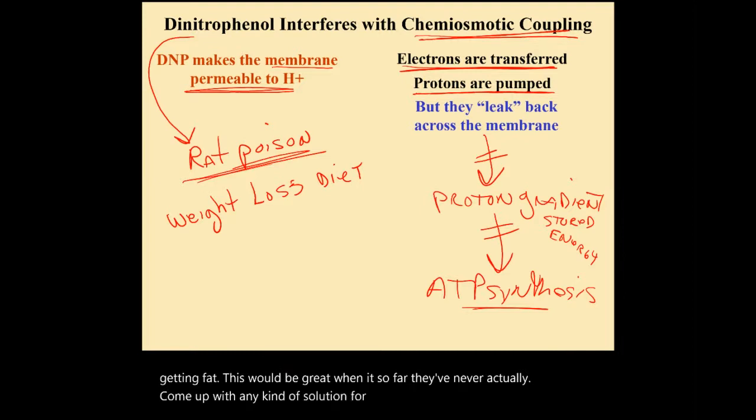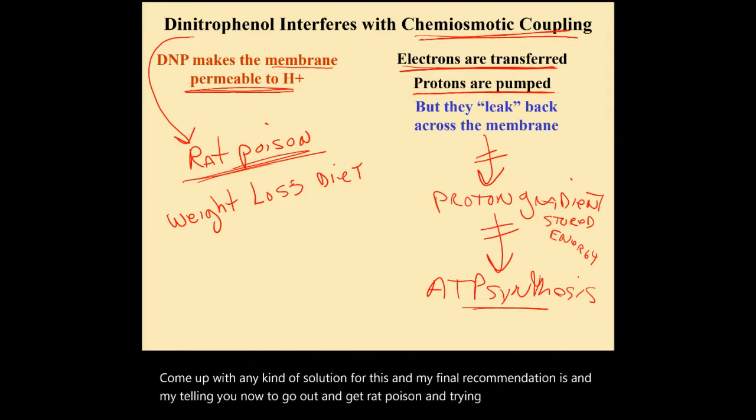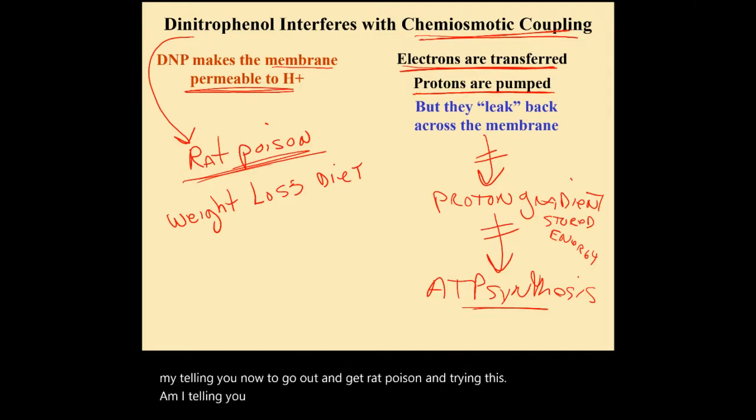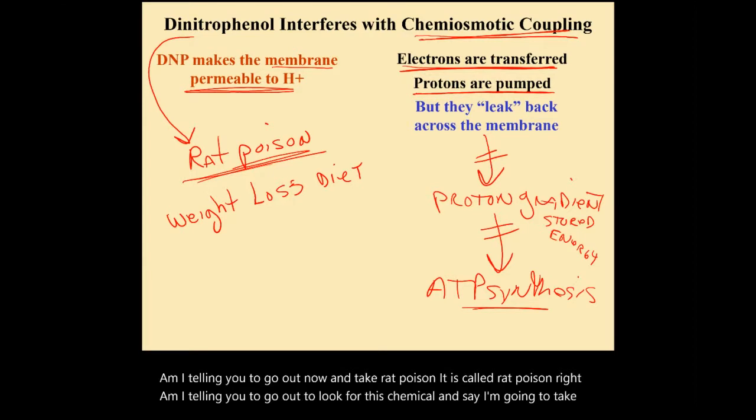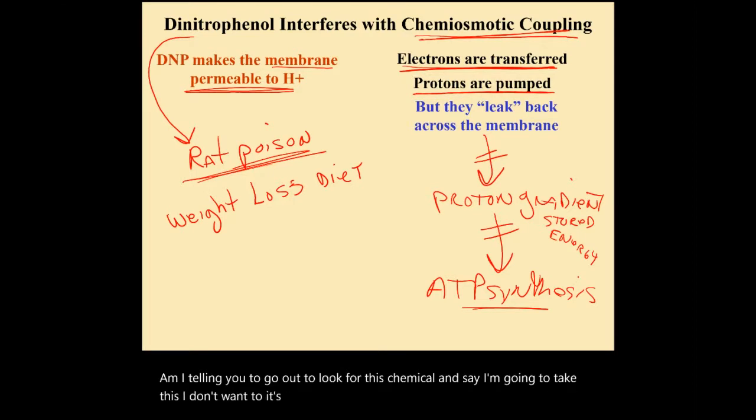And my final recommendation is, am I telling you now to go out and get rat poison and try this? Am I telling you to go out now and take rat poison? It is called rat poison, right? Am I telling you to go out to look for this chemical and say, well, I'm going to take this? No, it's bad enough if my students fail the class, but I don't actually want you to die, correct? So again, this is not secret information.